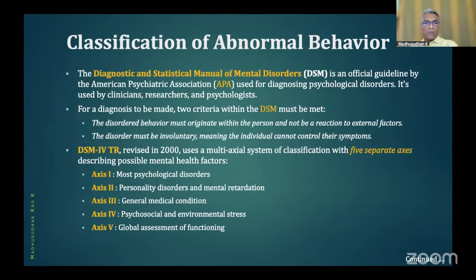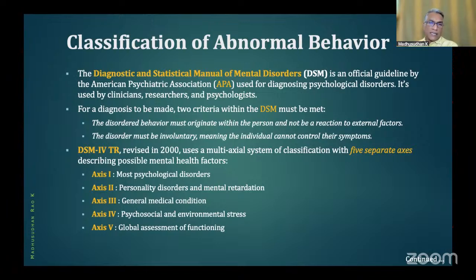The first: the disordered behavior must originate within the person and not be a reaction to external factors. The second criterion: the disorder must be involuntary. Involuntary means the individual cannot control their symptoms. Voluntary means you can control. Involuntary, no. Just like a heartbeat, are you able to control your heartbeat? No, you can't. So involuntary, these things happen. That is what it meant.